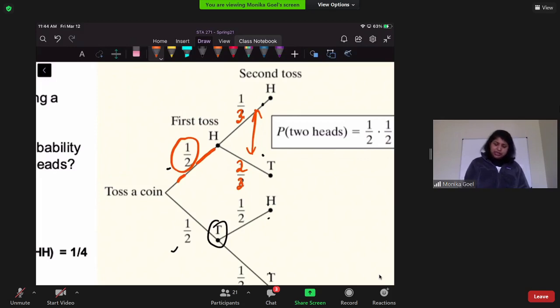So what is this half? It is the probability of your head in the first trial, right? What is this 1/3? How do we write this?